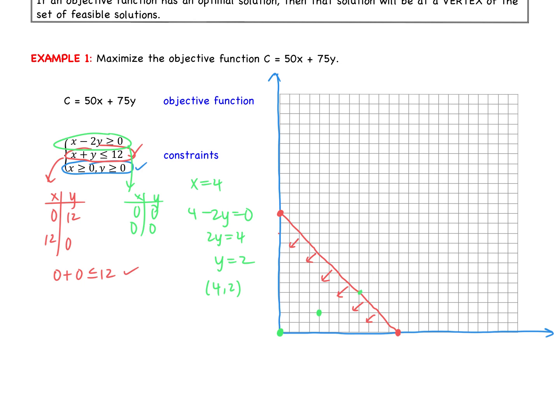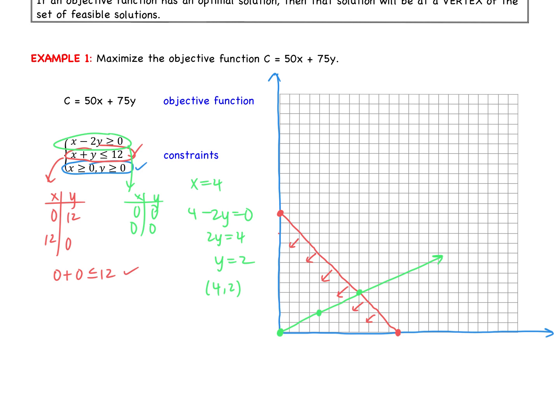Can it be negative 2? Or wait, no. So that goes like that. Again, we have to figure out shading. We can't plug in 0, 0 because it's on the line, so we've got to plug in something else. Owen, what would you like to plug in? 1, 1. 1, 1, so right there.